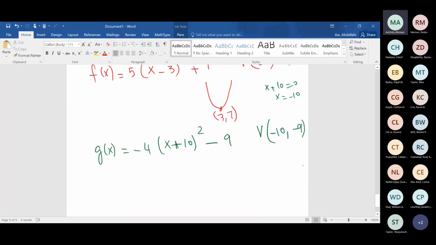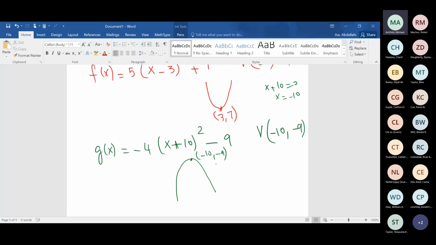Between the H and the K: for the H, you have to solve the parentheses equals 0, it is the x that makes it 0. For the K, it's just whatever number you see outside. So this parabola opens down, and that point is (negative 10, negative 9). It tells me the maximum value is negative 9, reached at negative 10.